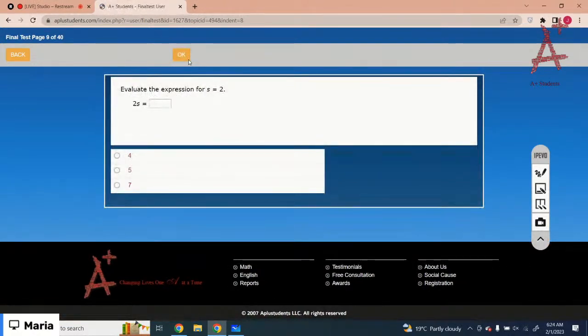Okay, the next one is evaluate the expression for S equals 2. So which is the correct option? You have to do 2 times 2. So 2 times 2 is 4. So the correct option is 4.